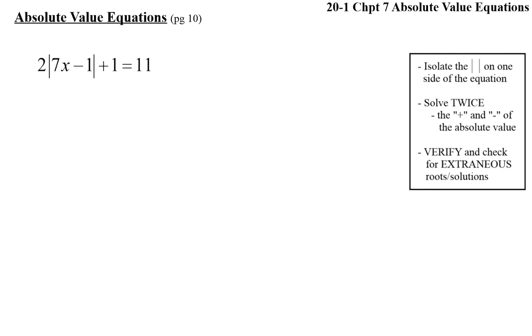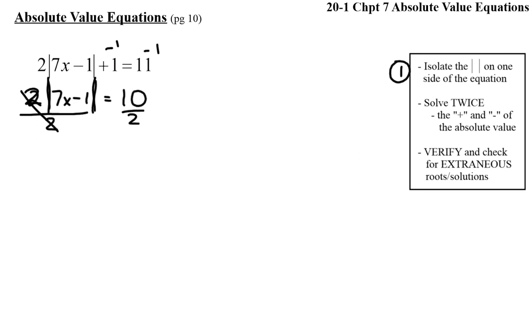So let's continue. Next one, page 10. Same kind of process, but now a little bit uglier. First step is to isolate the absolute. So we're going to subtract 1 from both sides. And we talked about in that first lesson, a number beside the absolute is like multiplying, so we can divide by 2 to eliminate it. And we have the absolute of 7x minus 1 equals 5. So a couple steps just to get to the form we need.